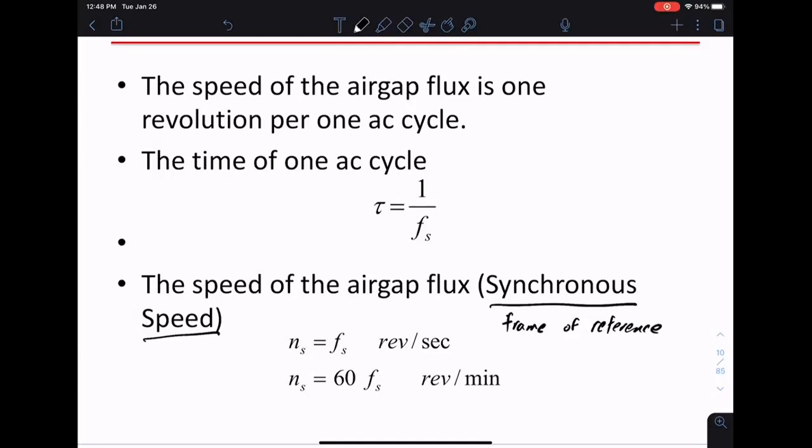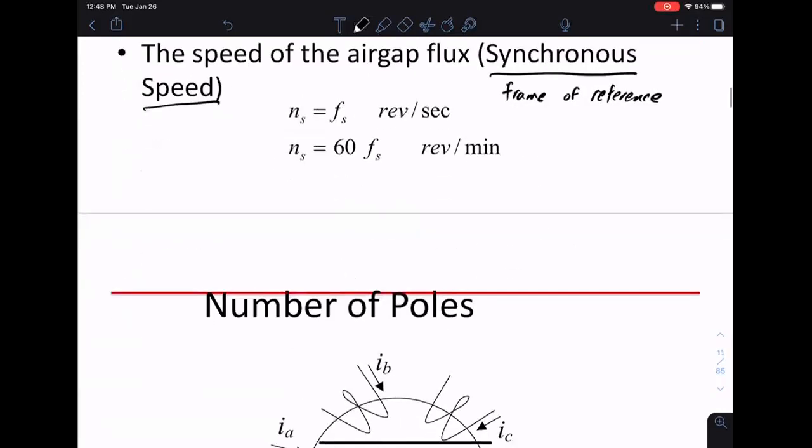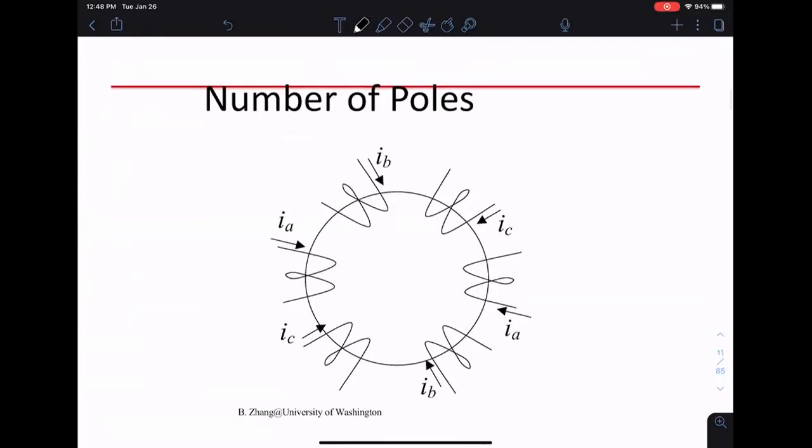And the synchronous speed is given by the AC cycle speed. So for a machine in the United States system, it will be 60 Hertz. For a machine in Europe, it will be 50 Hertz. So this is the synchronous speed of the machine. Now, number of poles. We have the synchronous speed, but then we can add poles to the machine. So what does adding poles do?